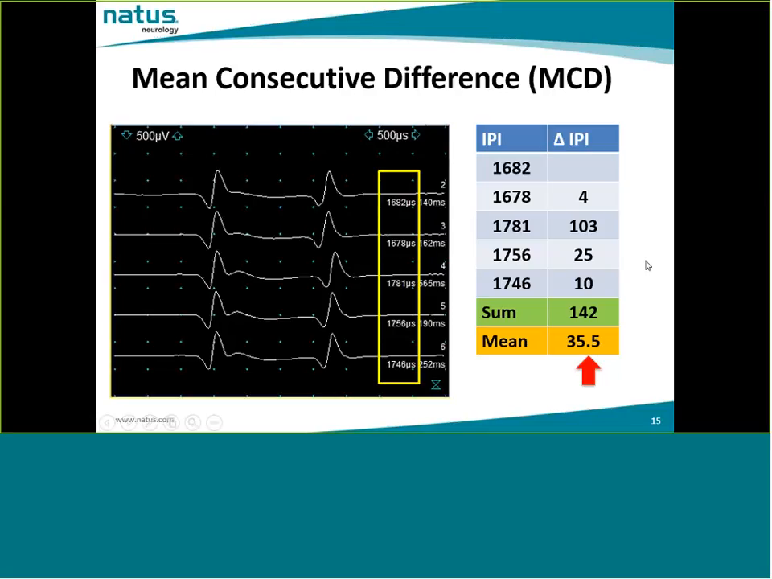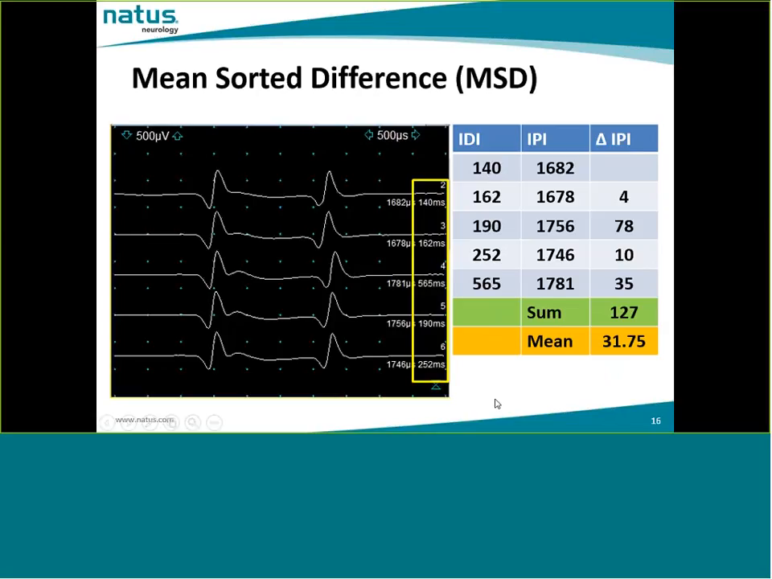There is another way of calculating jitter, which is called the mean sorted difference. And this requires identification of the so-called inter-discharge interval, or the firing rate. These values are also listed in this yellow box.